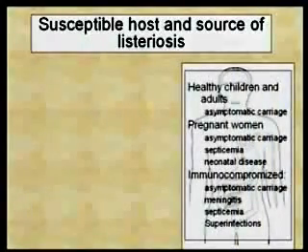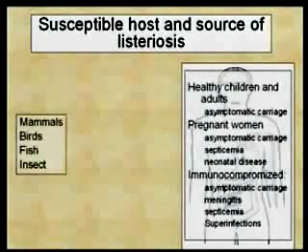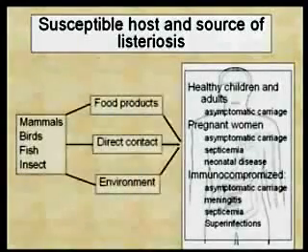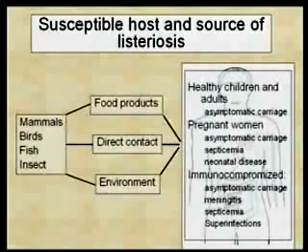In susceptible individuals, healthy children and adults remain asymptomatic and may be carriers. It is carried in birds, mammals, fish, insects, even in soil sometimes. Humans get infected through food products, direct contact, and the environment. If they are normal, healthy adults or even children, they will remain asymptomatic carriers for a while and then get rid of it.